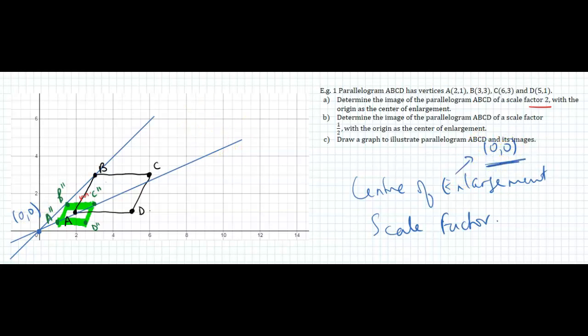So for us to find the center of enlargement, if we were given the object and the image, we simply connect corresponding points. A with A dash, B with B dash, or in my case, B double dash, and so on. Extend these lines and see where they meet. And wherever they meet, that is your center.